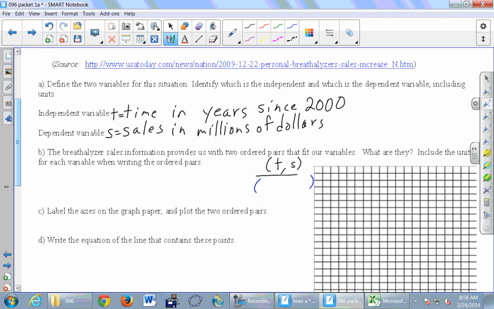So what was the first year given in the problem? 2005. What are we putting for time for 2005? It's just plain 5 because we're starting the clock at 2000. So 2005 becomes 5, comma. And then what were sales in 2005? Was it 28?